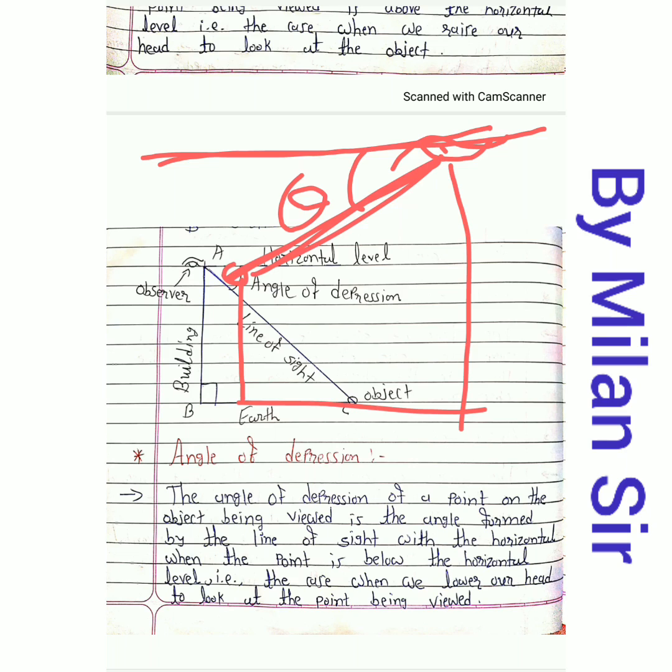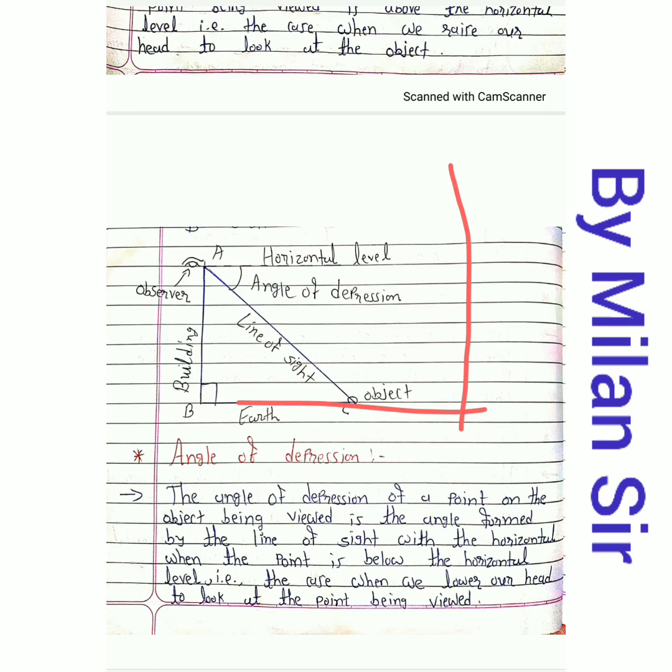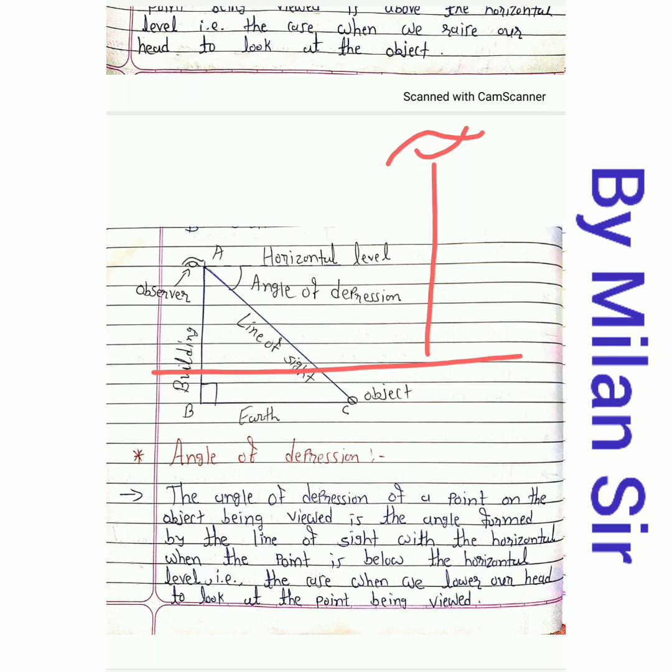Here the height of the object is less than the height of the observer. Our observer is present here at some height from the earth. So we need to draw one horizontal level here which passes through the eye of the observer, and if here one object is there, it means the object is present below the horizontal level.